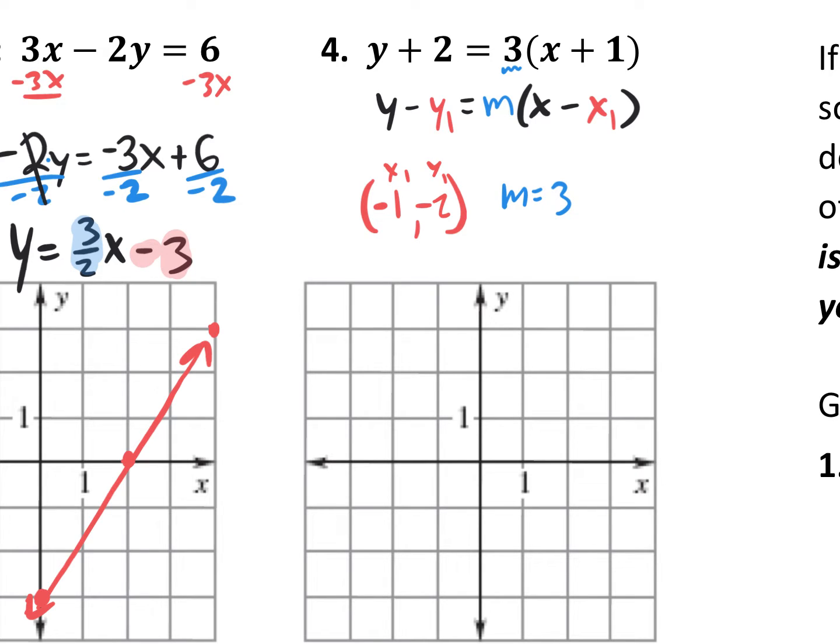So I could graph by going to the coordinate -1, -2, which is right here. Now from this point, I am going to do my slope, rise 3, run 1, because I can make it look like a fraction. So rise 1, 2, 3, run 1, and put a dot right there. And then you could continue to rise 1, 2, 3, run 1, put a dot right there, if you'd like. But here's your line.